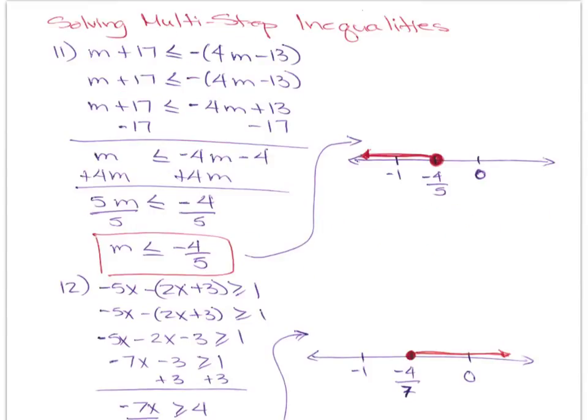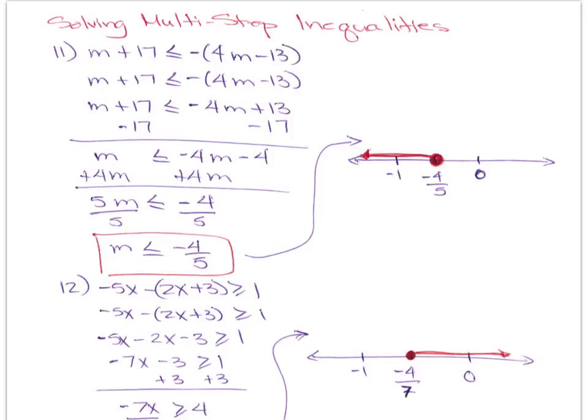Alright, let's take a look at two more multi-step inequalities. This one right here, we have problem 11, which is m plus 17 less than or equal to negative quantity 4m minus 13. So the first thing I did here was I distributed that negative right there. Negative times 4m gives you negative 4m. Negative times negative 13 gives you a plus 13.